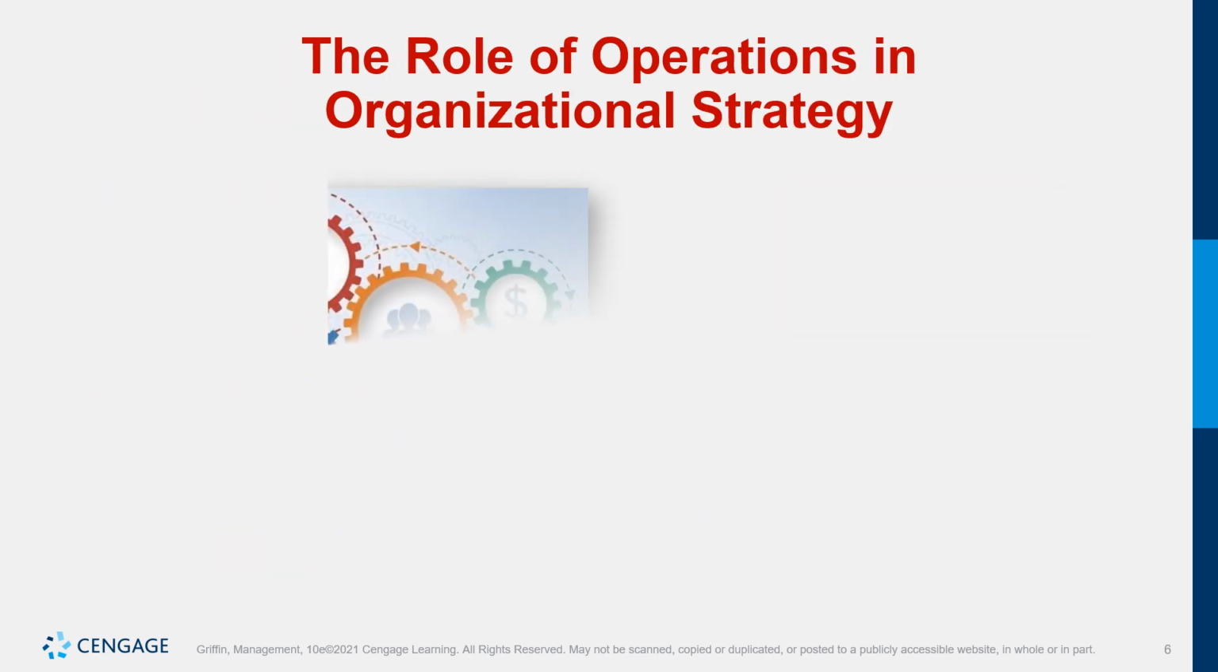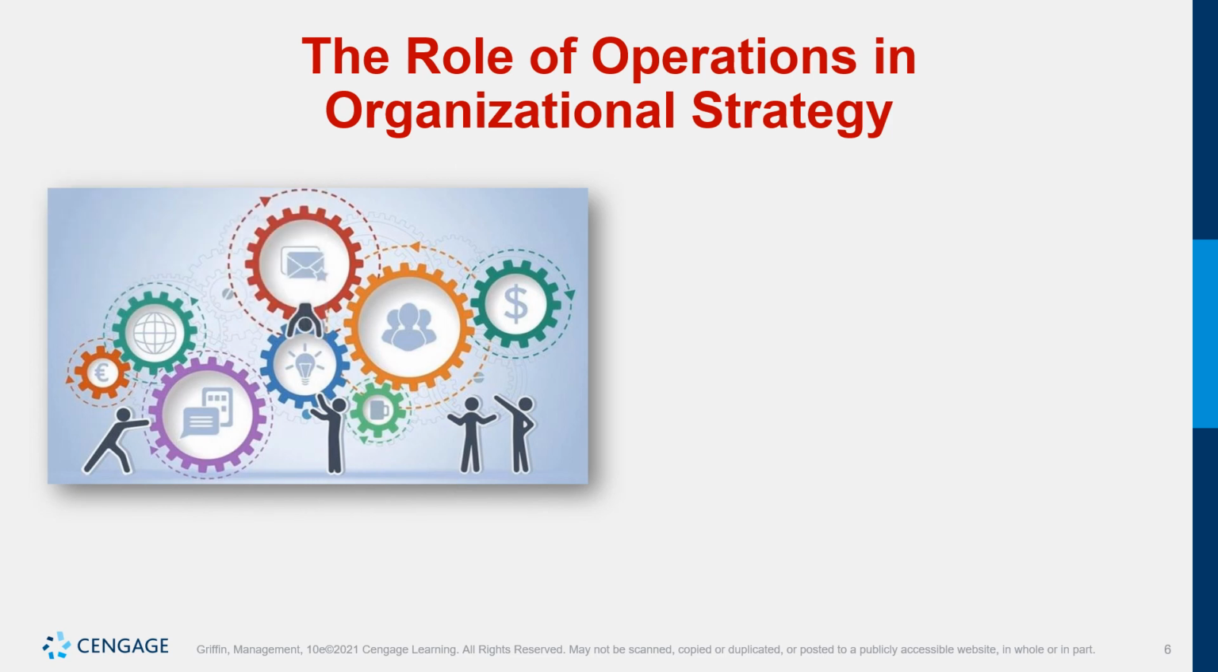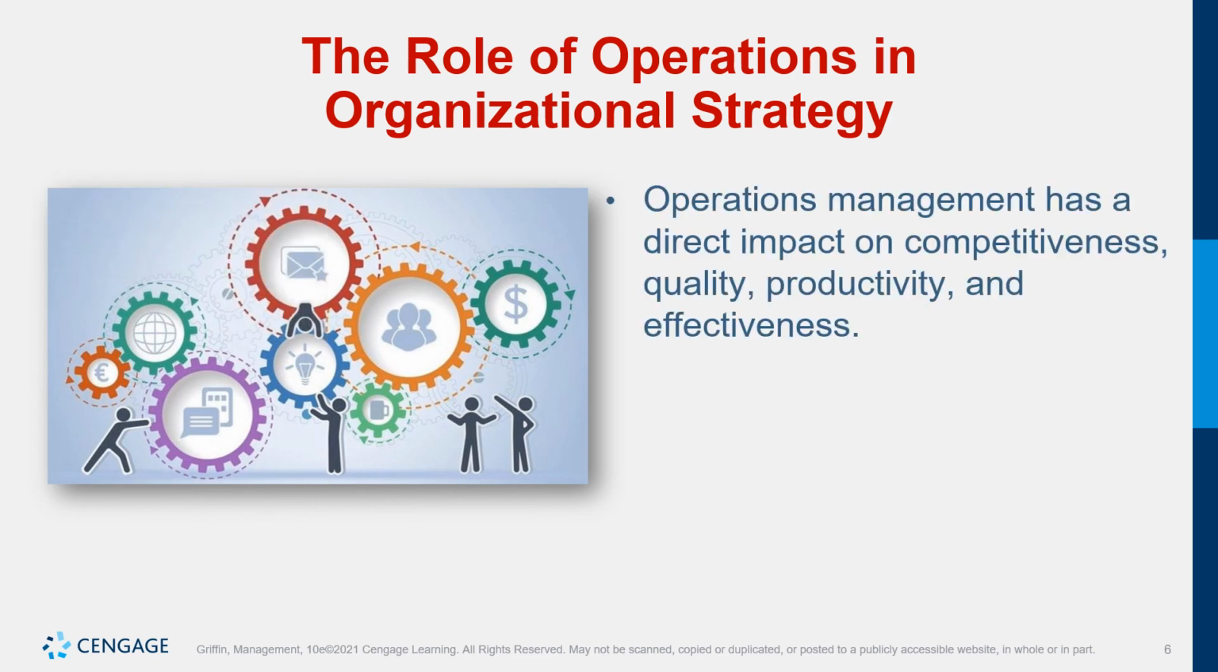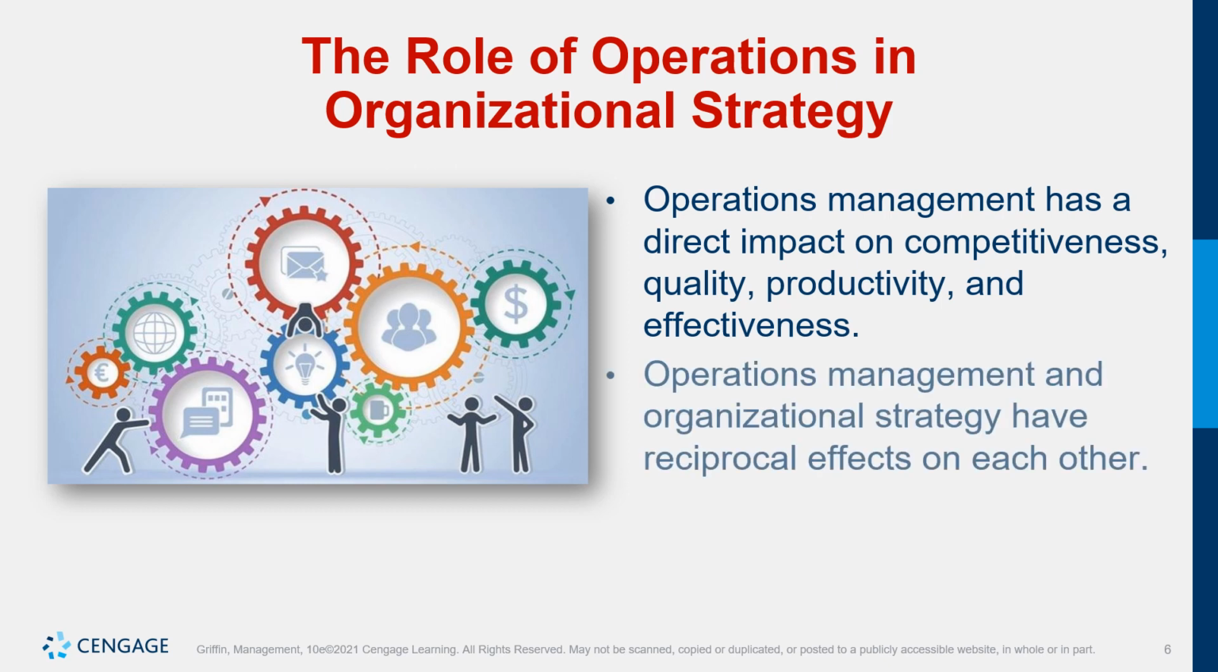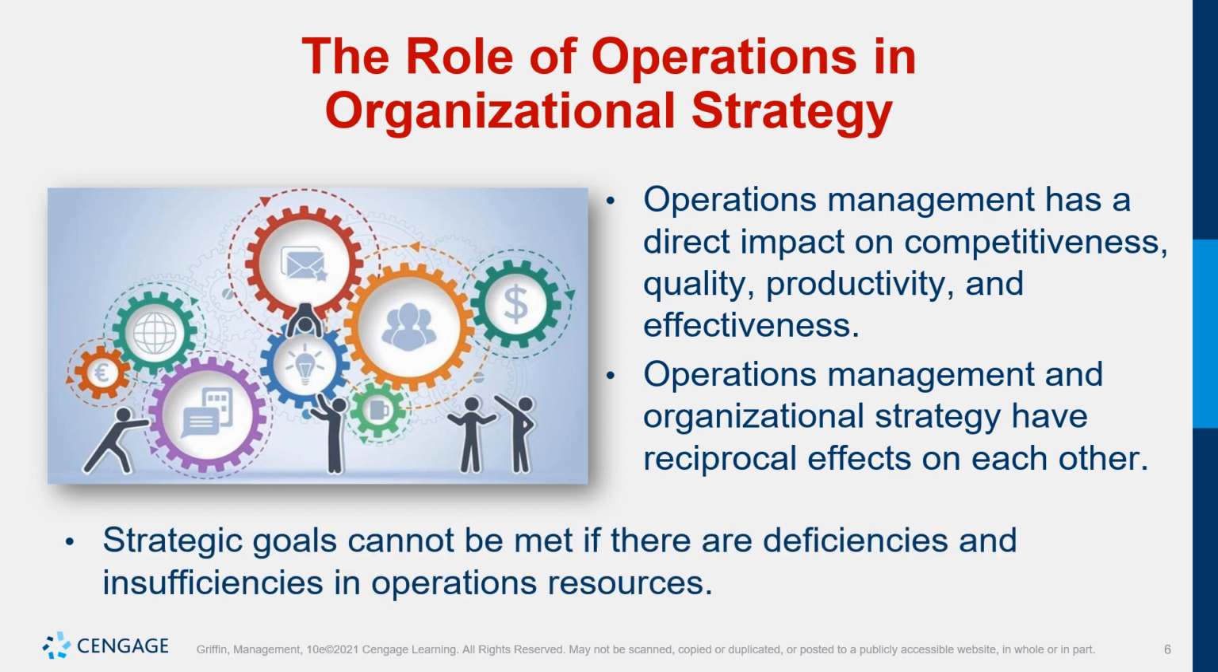Operations management directly impacts the organization because it determines the overall effectiveness of the organization. Operations management has a direct impact on competitiveness, quality, productivity, and effectiveness. Operations management and organizational strategy have reciprocal effects on each other. Strategic goals cannot be met if there are deficiencies and insufficiencies in operations resources.